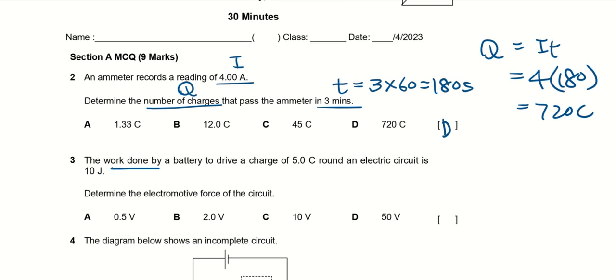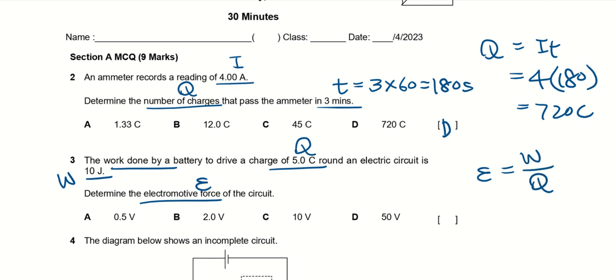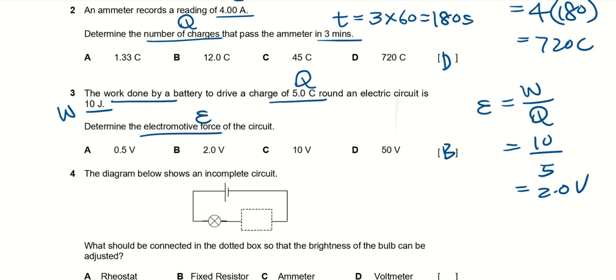Next, the work done by a battery to drive a charge of 5 coulomb. So this is my Q. The work done is actually 10 joules. So this is W. Determine the electromotive force. So it is this symbol. Electromotive force equals work done over charge. Since we have work done 10 joules, charge is 5, the EMF will be 2.0 volts. So the answer is B.